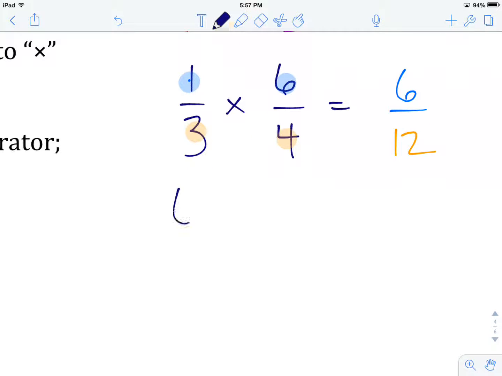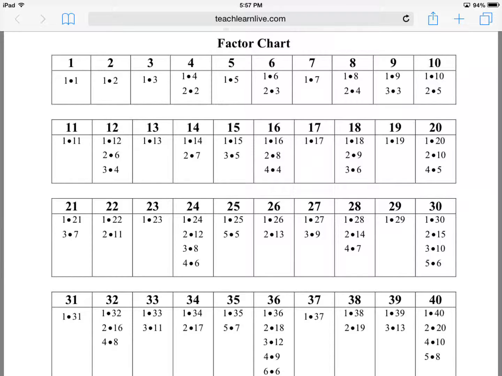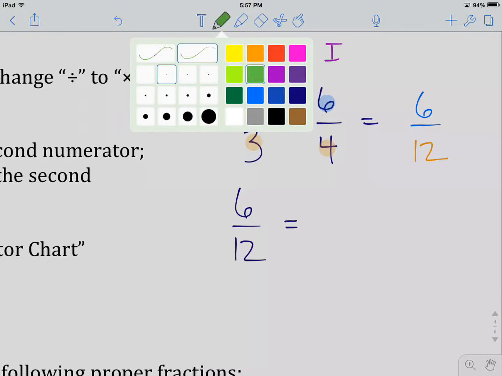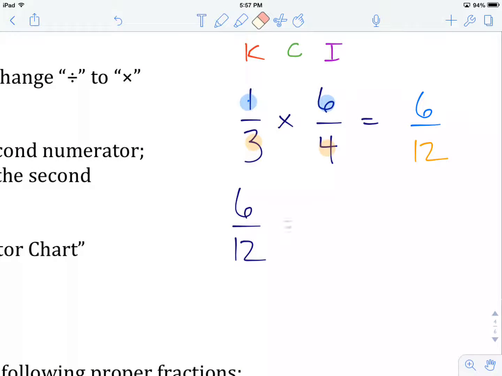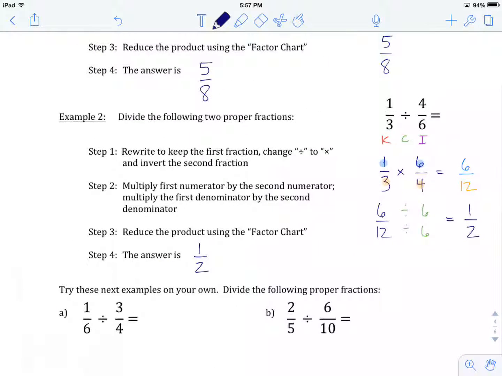We're going to go over to our factor chart and see what factors are common to both 6 and 12. So let's jump over there, have a look. There's 6, there's 12, so they have 1 in common, 2 in common, 3 in common, and then 6 in common. So 6 is going to be the one we're going to use. We are going to divide both our numerator and our denominator by 6. And that is going to give us 6 divided by 6 gives us 1, and 12 divided by 6 gives us 2. So our answer in this question is going to be 1/2.